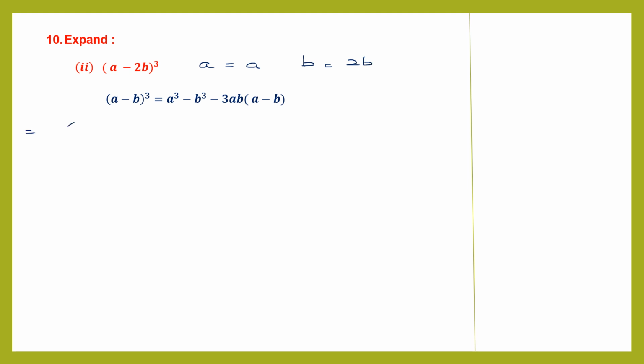So that will be a minus 2b, the whole cubed will be a cubed and that is a itself, minus b cubed is 2b. 2b the whole cubed minus 3 into a, and a is a itself, and into b which is 2b, into a minus b, and a is a and b is 2b. So this is how it is. Now we're going to start working out.